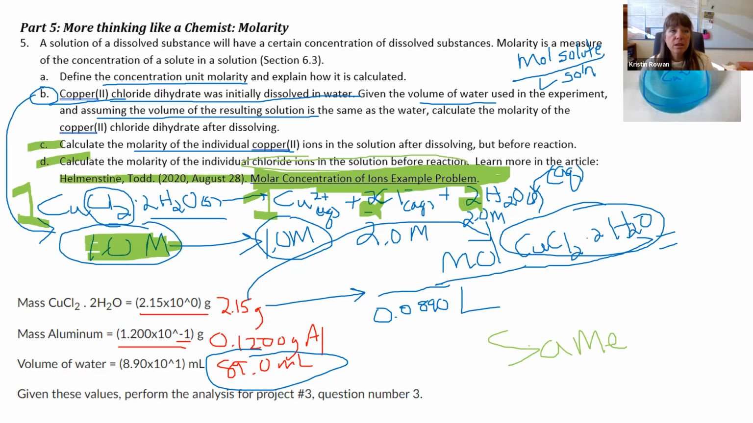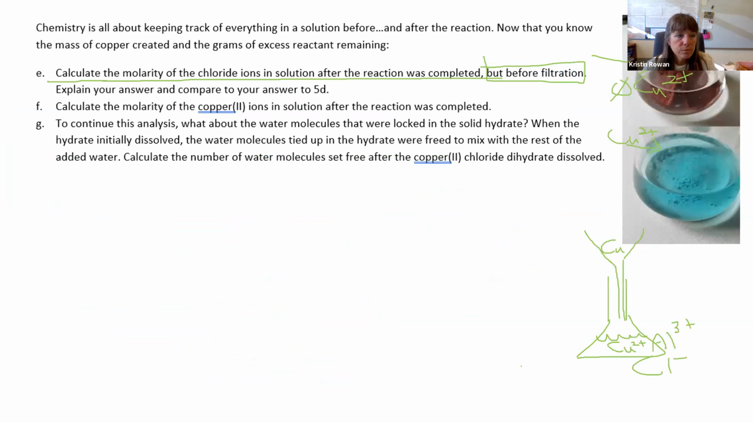It was not changed. The chloride ion was not changed. Okay, so now this one gets a little bit more sticky though. This part F, calculate the molarity of the copper 2 ions in solution after the reaction was completed.